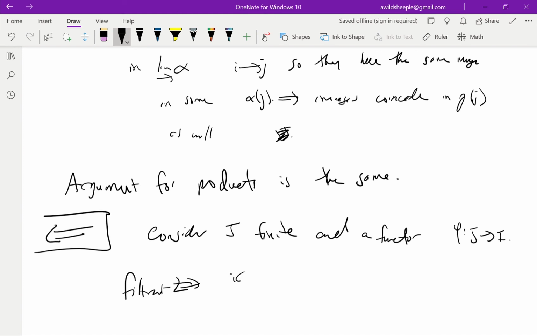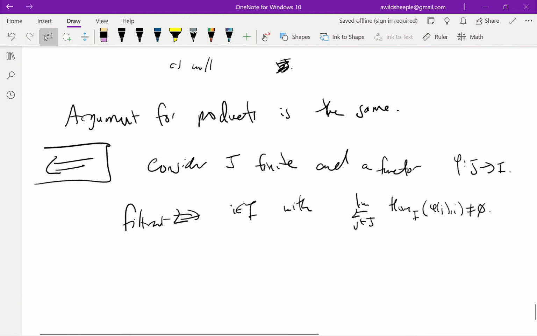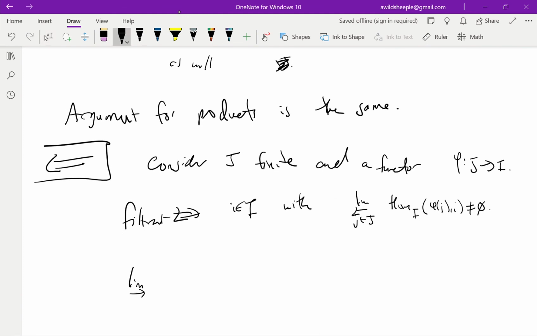an I with the limit over the j's of Hom in I phi j, i not empty. And so by the assumption, we have a bijection. Lim over I, other lim over j, I, alpha j, I. This thing is the same as in the reverse direction.